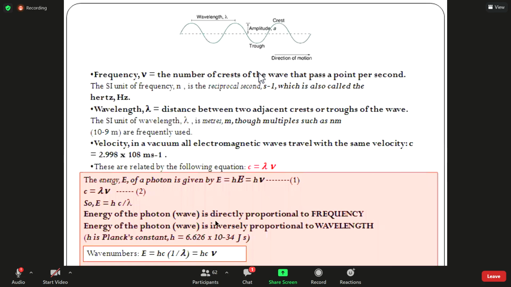Ma'am, 3 into 10 to the power 8. Right, 3 into 10 to the power 8 meter per second. Please don't forget to mention the unit. Yes, ma'am. The unit is very important, right? Unit is very important.